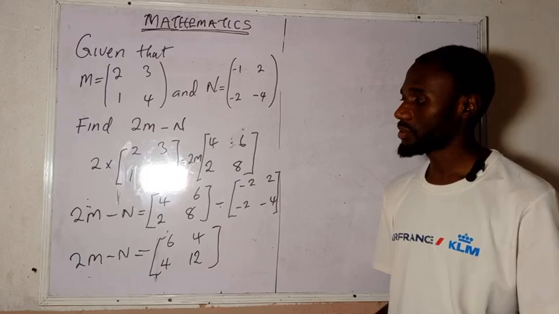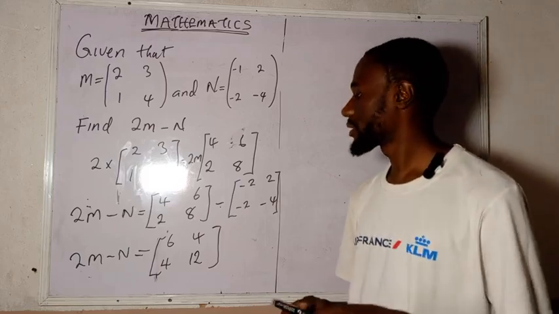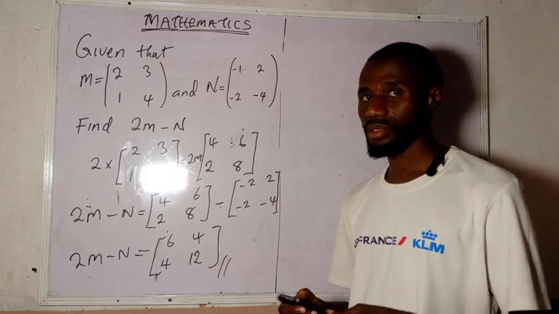This is the value of 2M minus N in the question.